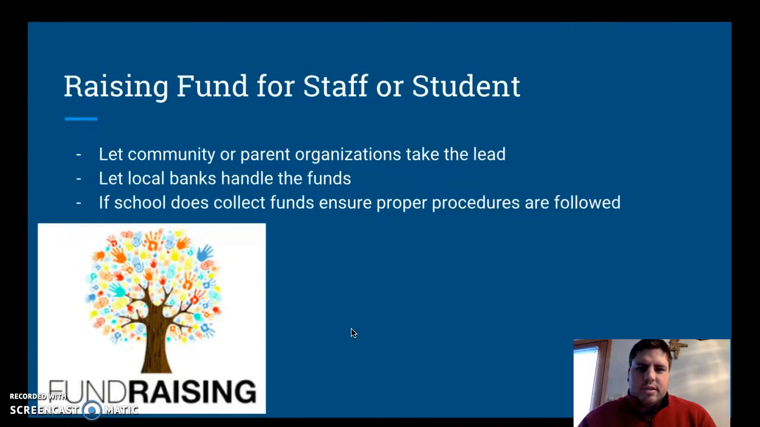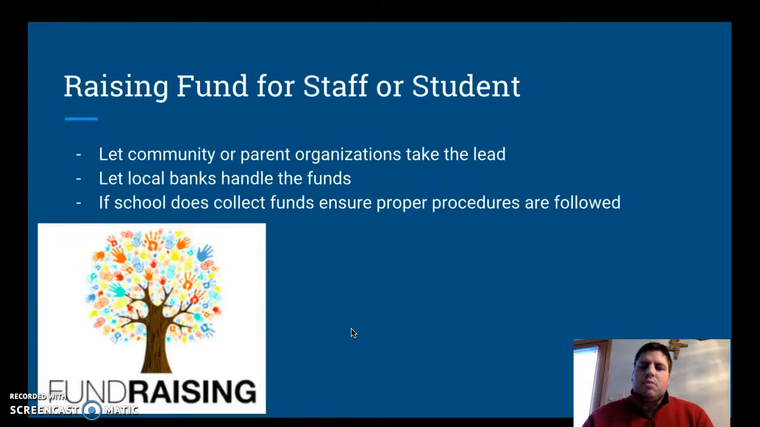As the reading said, you should let organizations in the community lead the fundraising effort. It makes it a lot easier process. And then also let local banks handle the funds, so that they are accountable for this and not your school bookkeeper.